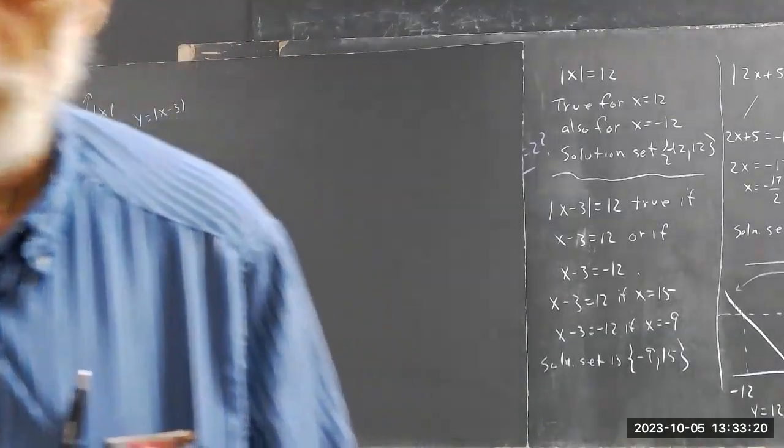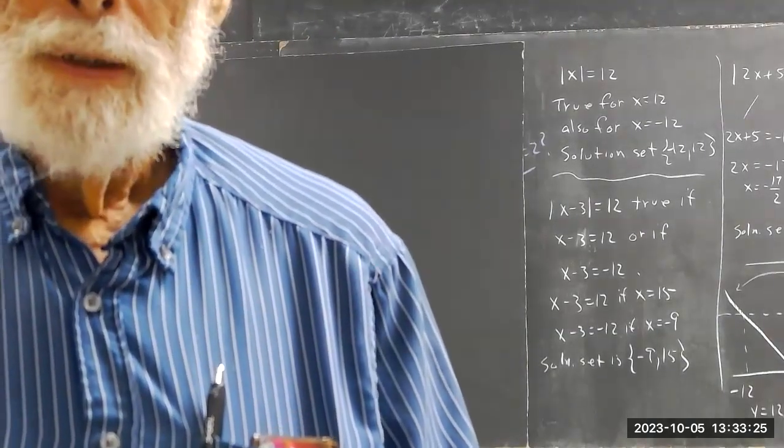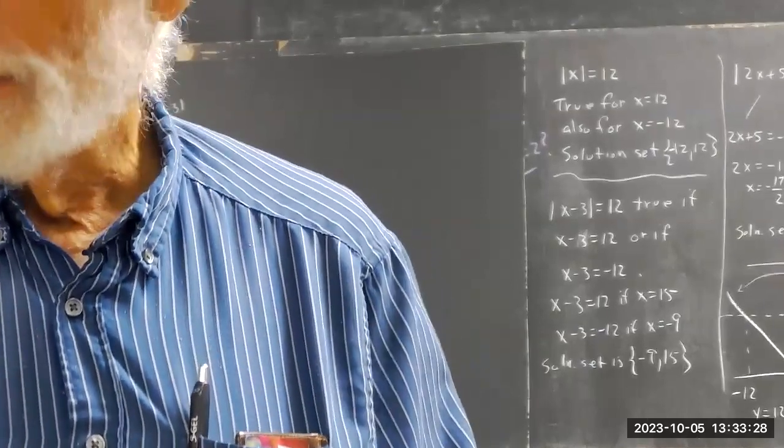The thing you can see from the graph is you always get 2 solutions. Okay. Unless you land on that vertex.